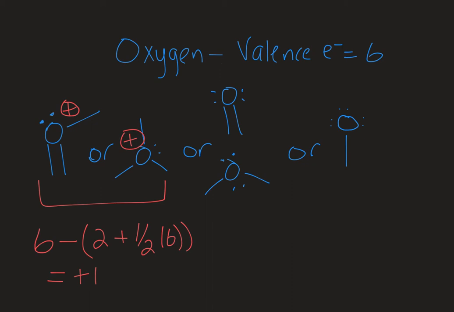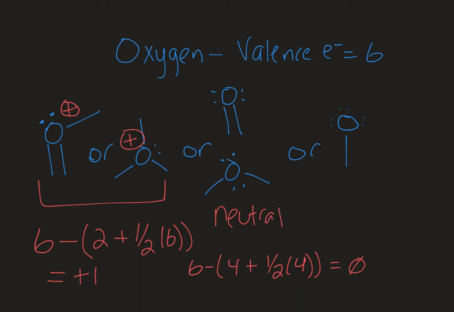These oxygens in the middle have 2 bonds, 2 lone pairs of electrons, so you'd have 6 minus 4 non-bonding electrons, that's 2 lone pairs, plus 1/2 of 4, because there are 2 bonds in each case. So that's 6 minus 6, that equals 0. So these atoms in these 2 central molecules are going to be neutral.